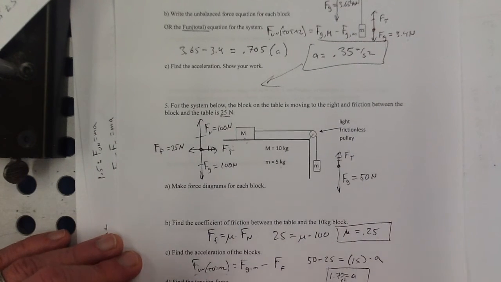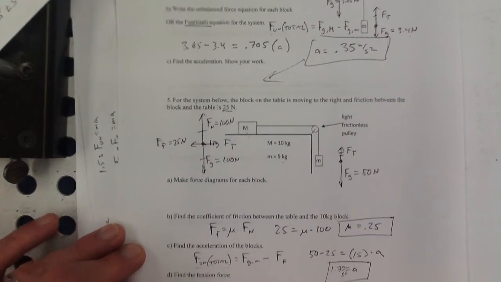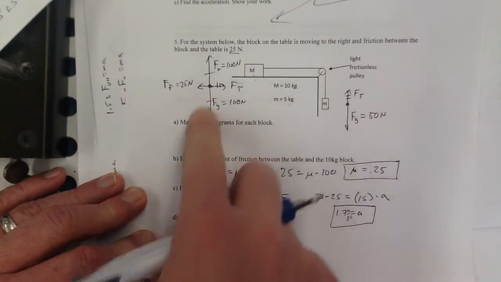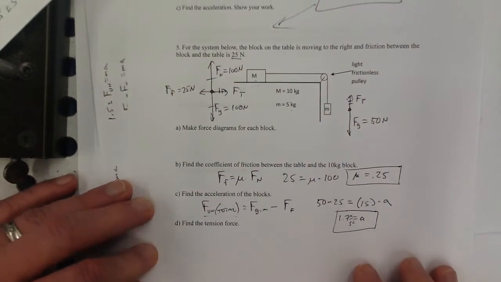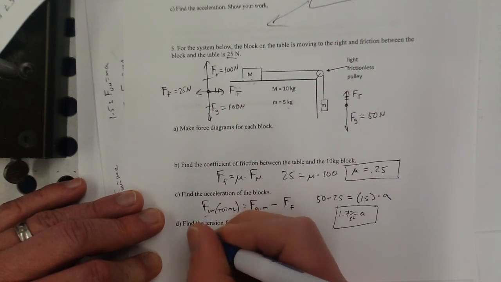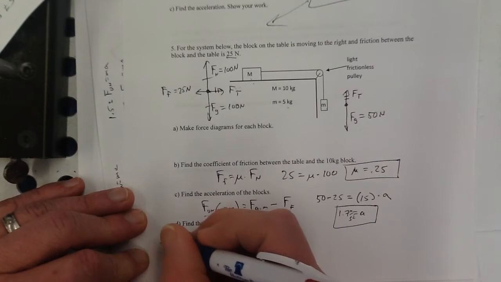And then last part is find the tension force. So where do you go? Which equation, which block do you want to go back to? You could go to either one. For this one, for the small block, you could do the unbalanced force equation.